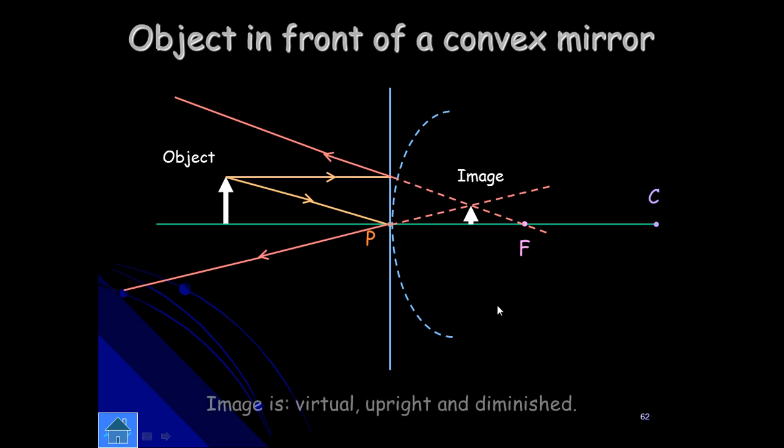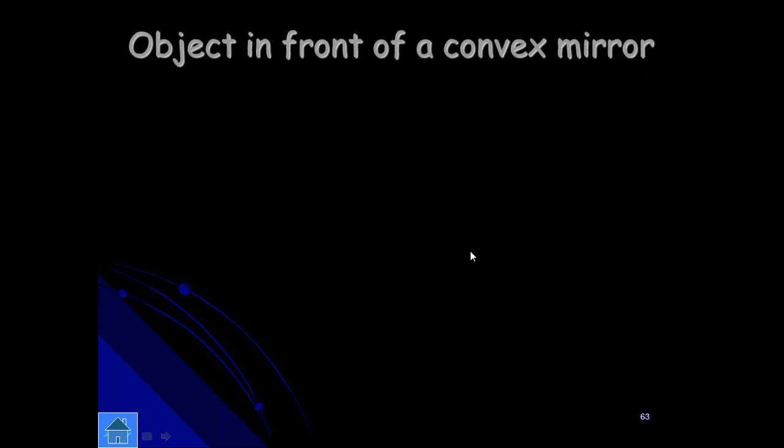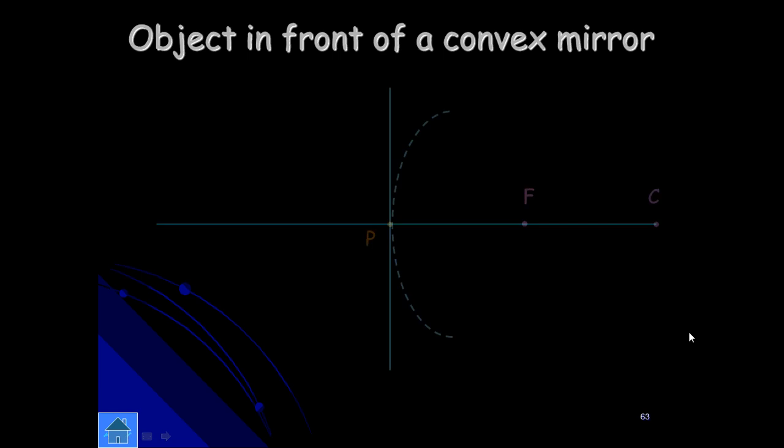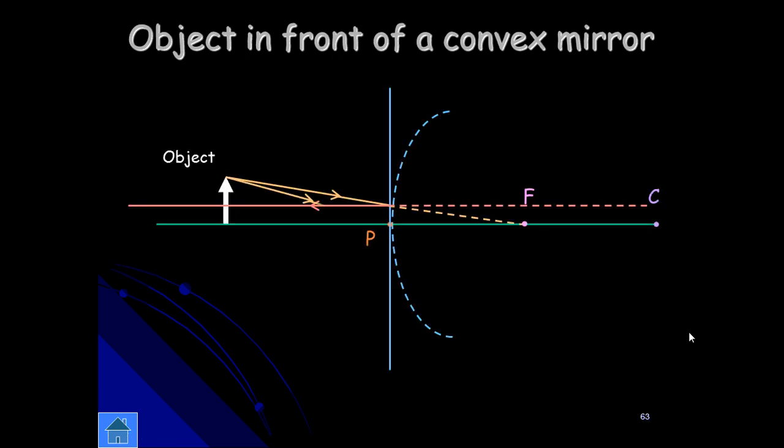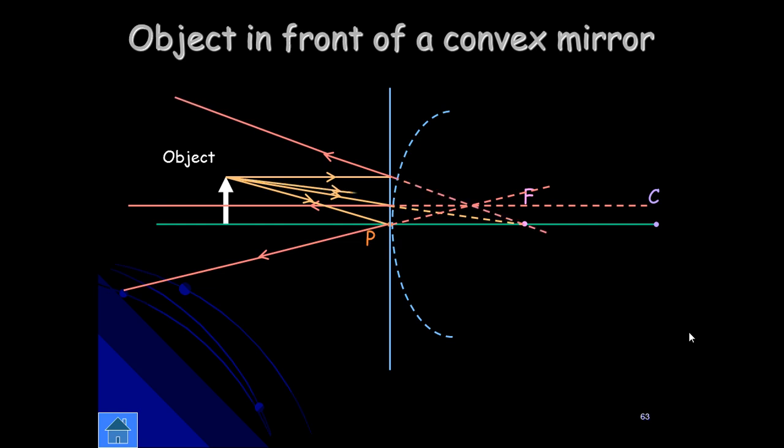And we describe it: virtual, upright and diminished. All virtual images are upright. Virtual images can be seen in the mirror. Remember, we can use a range of different lines, and it'll still come to exactly the same conclusion. My advice would be to use two that you're very, very aware of and comfortable with, but know the other rules associated with it.